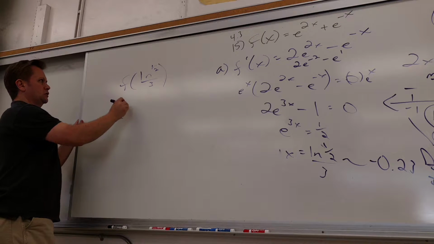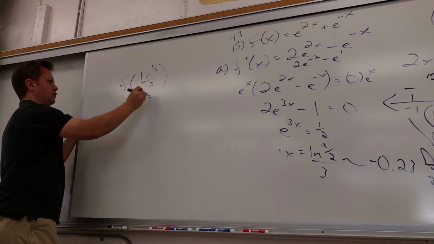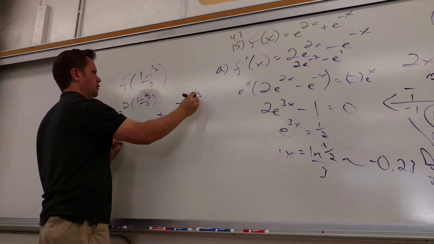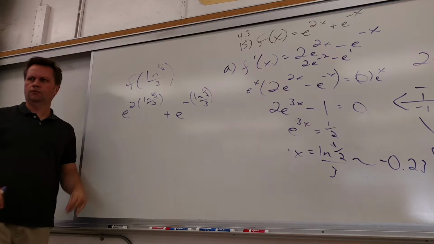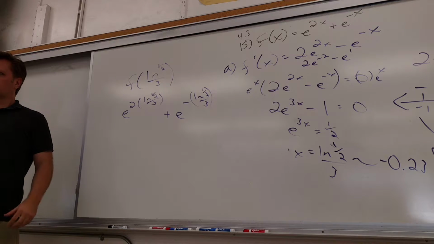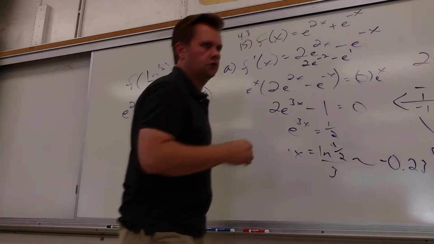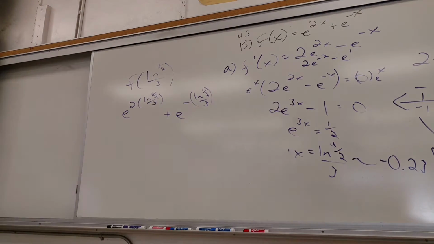Well, it's going to be e to the 2 natural log of 1/2 over 3 plus e to the negative natural log of 1/2 over 3. You should be able to plug all that in your calculator. What you can also do, let me show this to you, because this is very useful. I don't know if you guys have all seen this.